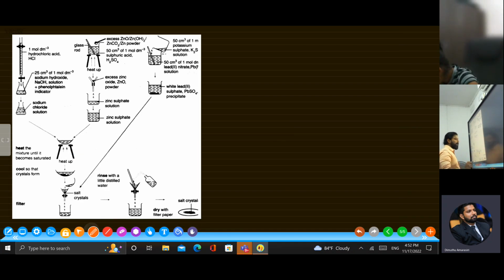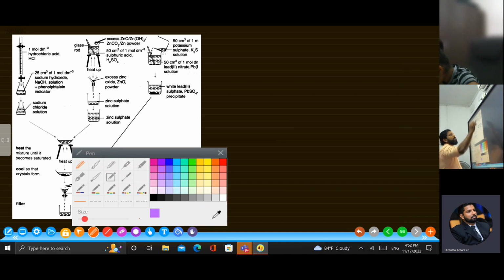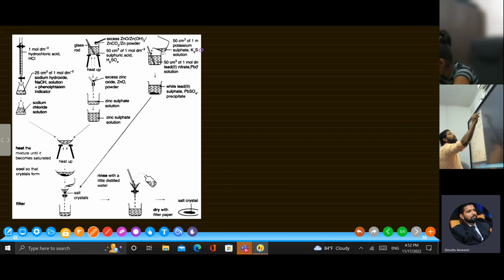This is a nice diagram. I downloaded it from somewhere. I downloaded this in 2013. Right? To give this to students in those days. But still, it's so good. Right? Whereby this diagram summarizes all the salt preparation methods.